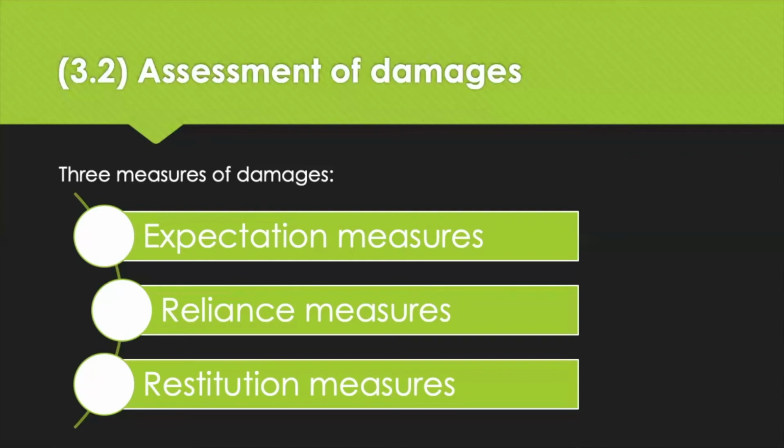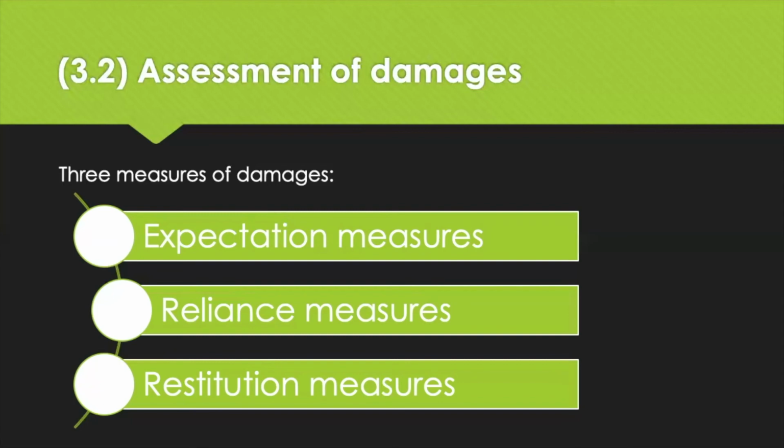Reliance measures take a backward-looking approach to the calculation of damages, and that's to return the innocent party to a position where they were prior to the contract being agreed. These measures are used when it's challenging for an innocent party to calculate the profit or benefit they would have realised had the contract been performed. Instead, the innocent party may claim to be reimbursed for any expenses that they incurred in anticipation of the contract being performed.